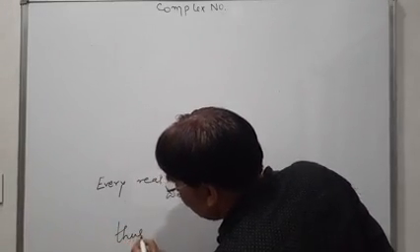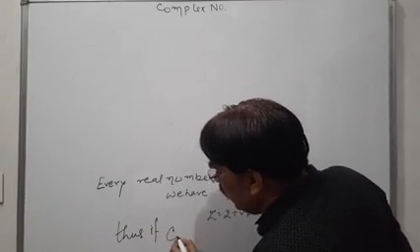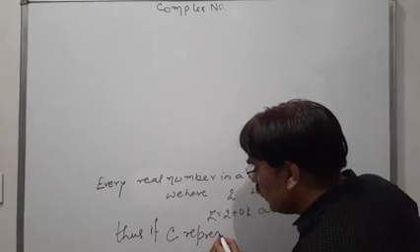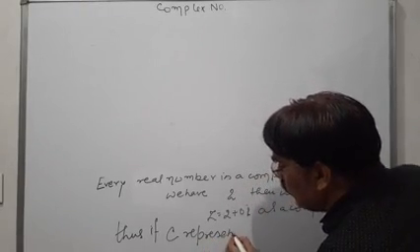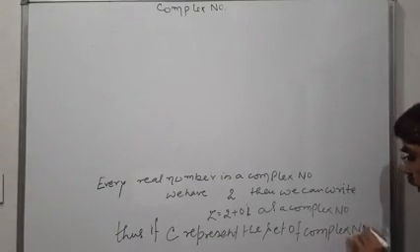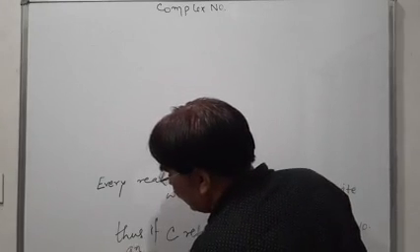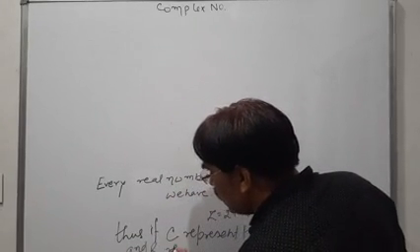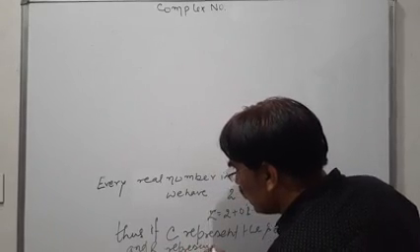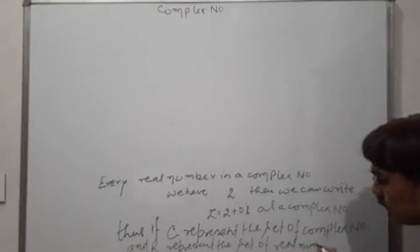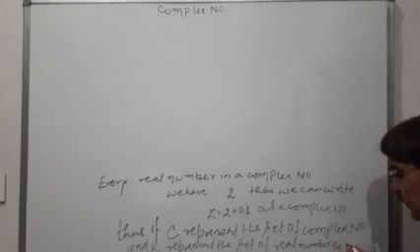Thus, if C represents the set of complex numbers and R the set of real numbers, then R is a proper subset of C.